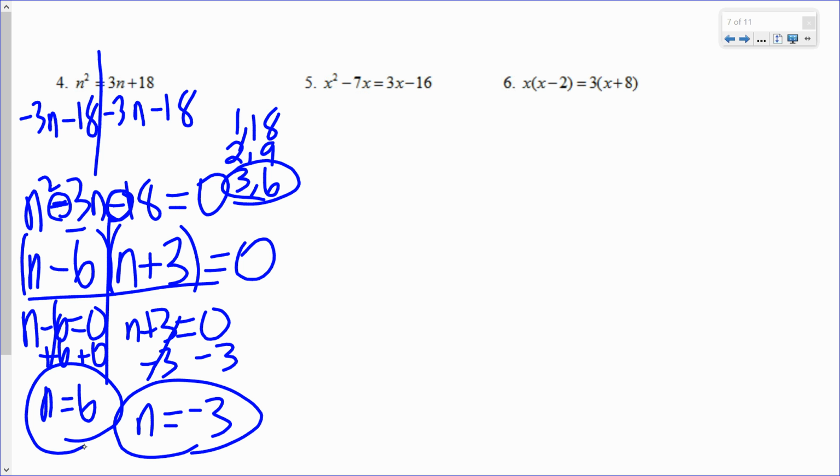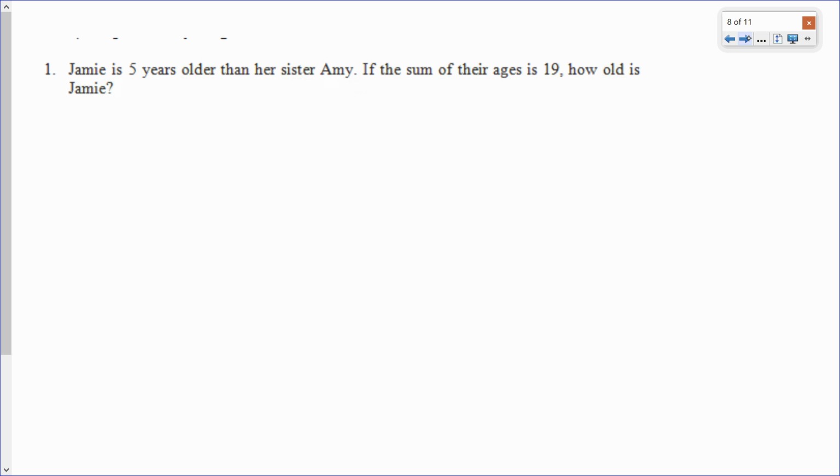The final type of Algebra 1 question I want to go over is what I like to call in terms of x. Whenever you're comparing two things, more than, less than, double, you're going to follow this procedure. So when I see that Jamie is 5 years older than Amy, I'm going to start by listing what I'm comparing. J for Jamie, A for Amy. Whatever comes last, I'm going to call x.